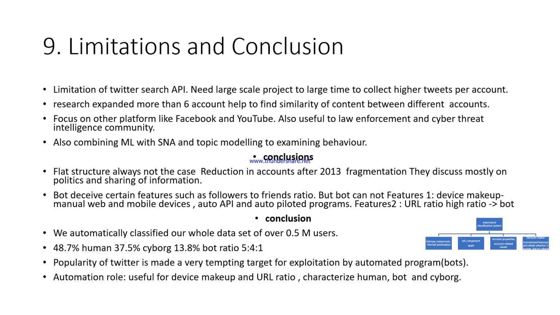The popularity of Twitter has made it a very tempting target for exploitation by automated programs like bots. Automation rules are useful, with device makeup and URL ratio characterizing humans, bots and cyborgs. Thank you.